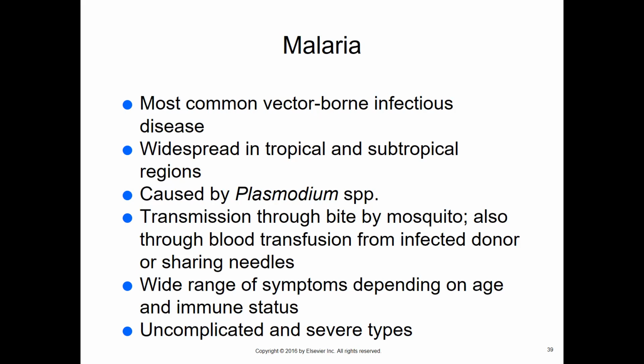Signs and symptoms would be fever, chills, sweats, headache, nausea, vomiting, body aches, enlarged spleen, jaundice, enlarged liver, increased respiratory rate, and in severe cases, we would see things like seizure, coma, severe anemia, pulmonary edema, and cardiovascular collapse.